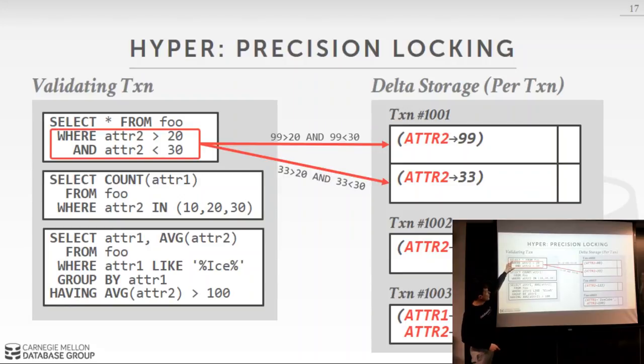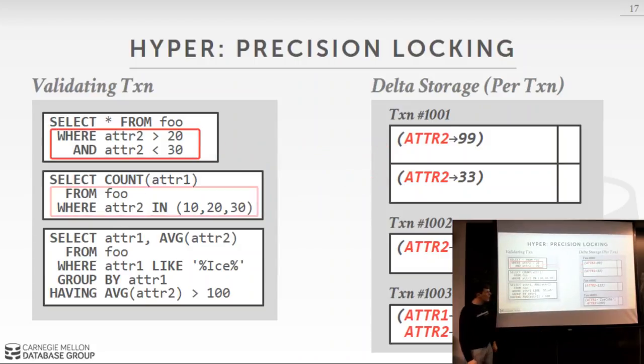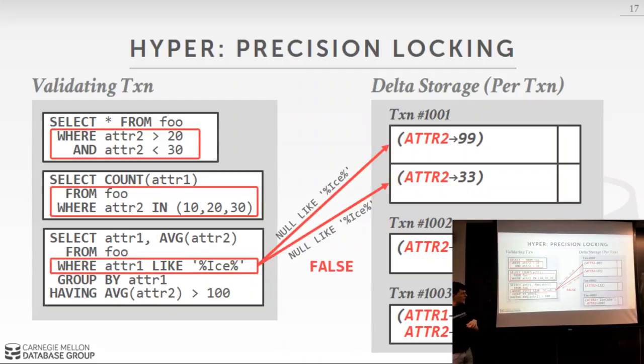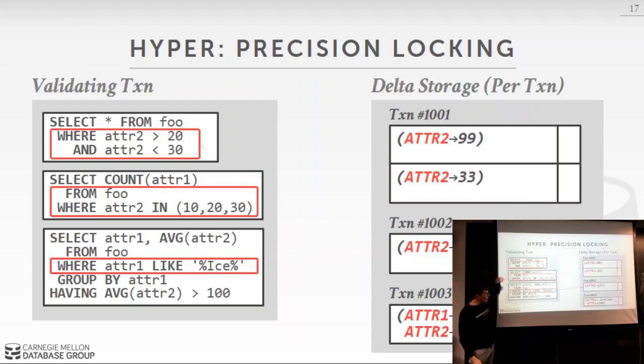In this case, we just look at the where clause. This says attribute 2 greater than 20 and attribute 2 less than 30. So I look in the delta records for this transaction. I see that they modified attribute 2, so I pluck out those two different values and substitute them into my where clause, and then I evaluate my predicate, and it's false, so therefore I know I don't have an overlap. Same thing for the next one. I substitute attribute 2 in here between the two different values that were generated. I evaluate my where clause, and it equals false, so I know I don't have an overlap. And the same thing for the last one down here, it's false. So I just keep going down the line, and I do this for every single predicate and every single record in my delta storage.